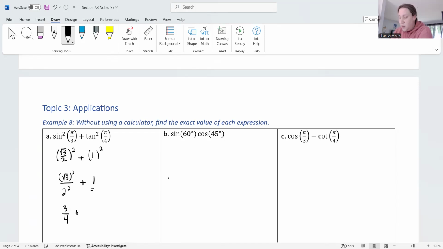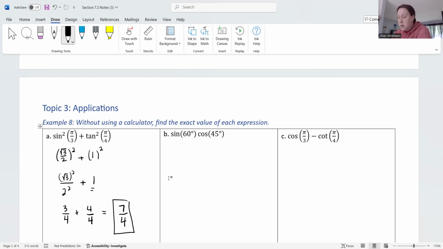Now, the tangent of pi over 4 is 1, and then we squared it, which still gave us 1. Let's see if we can write that in fraction form with 4 as a denominator. Is there a fraction that has 4 as the denominator and has a value of 1? Absolutely, just 4 over 4. 4 divided by 4 is 1, and now we have common denominators. As long as we have common denominators, we can add numerators. So 3/4 plus 4/4 is 7/4. So when we evaluate sine squared pi over 3 plus tangent squared of pi over 4, we get 7/4.